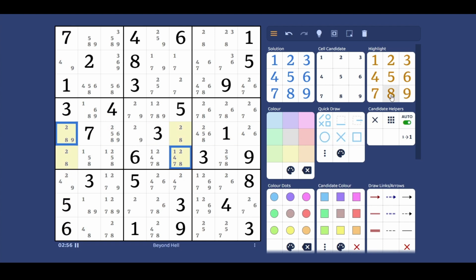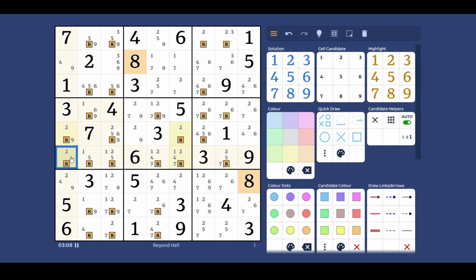But if we actually look at the placements of the 8, we'll see that it's restricted in these two lines. So there's going to be an 8 in one of these two cells and an 8 in one of these two cells. And what that means is if we were to place a 2 in this cell, that would force an 8 to be here and here, and that would force a 2 to be here. And that would create that deadly rectangle pattern. So what we could do is eliminate the 2 from both this cell and this cell.